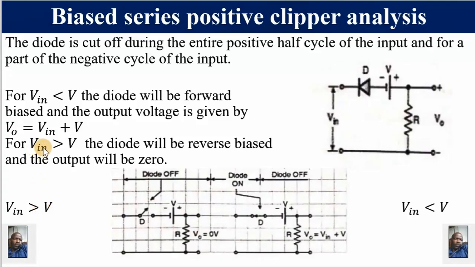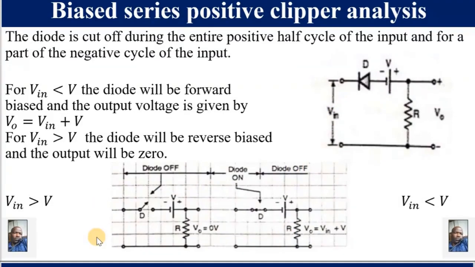Let's analyze it for Vin greater than V. When our Vin is greater than V, the diode will be reverse biased again, and the output will be 0 again. Why? Because when this is greater than V, it means that this diode is reverse biased even by V. Hence, the diode will be off. Hence, the output will be 0.